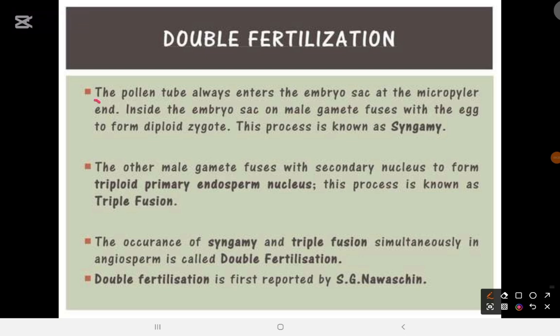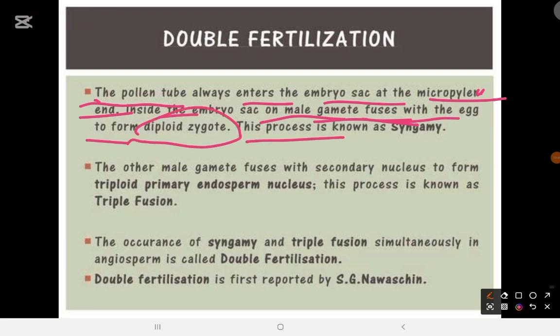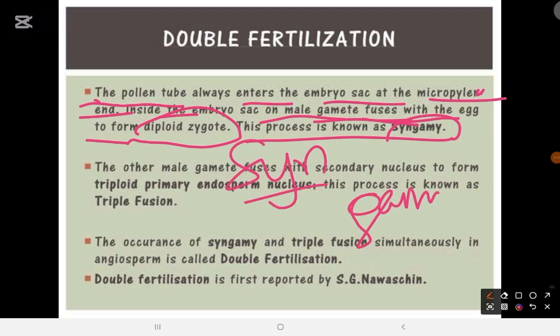So we said the pollen tube enters the embryo sac at the micropyle. Inside the embryo sac, the male gamete fuses with the egg cell and forms a diploid zygote. This is syngamy. Syngamy means fertilization, basically. The word syn means together, and gam means marriage, so we know that is coming together, that is fusion.